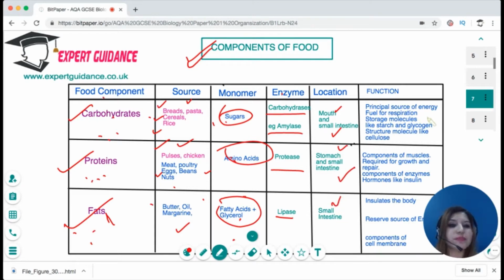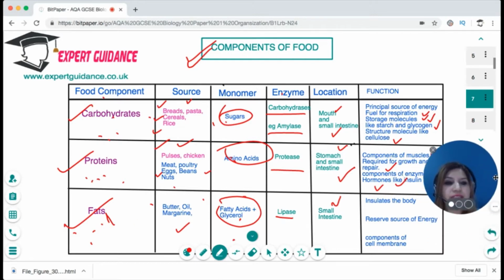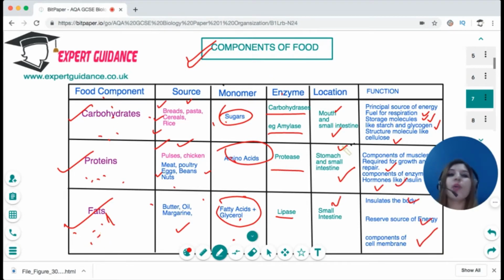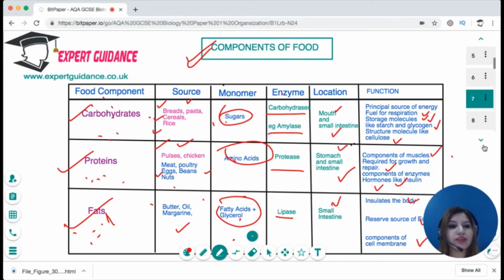Carbohydrates are the principal source of energy. They are fuel for respiration. They can be storage molecules like starch and glycogen, or structural molecules like cellulose in plants. Proteins are the components of muscles required for growth and repair. They're the components of enzymes, and also of some hormones like insulin. Fats are used to insulate the body. They are a reserve source of energy, and they also make the cell membrane. Okay, so you should know the different components of food, their sources, where they're digested, and their function in the body.